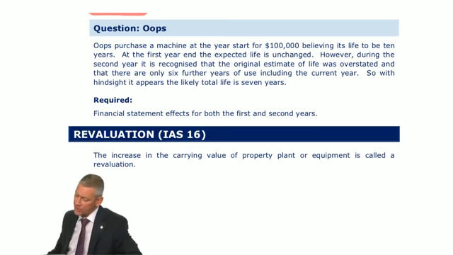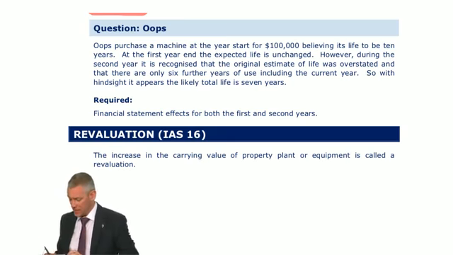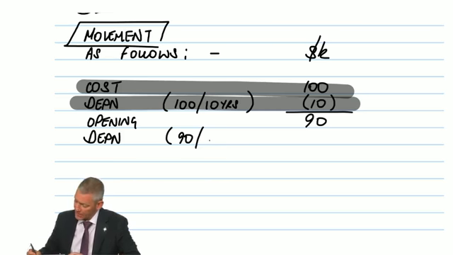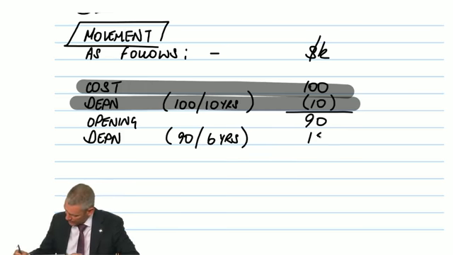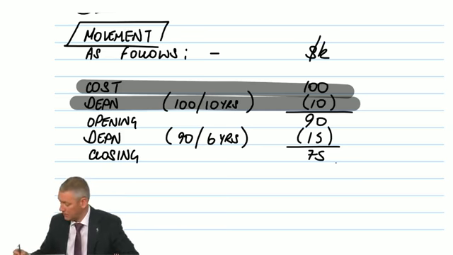However, during the second year, it is recognised that the original estimate of life was overstated and that there are only 6 further years of use, including the current year. So during the second year, we realise there's only 6 years of use left. So we just take the 90, divide by 6 years, and we get 15, and we're left with 75 as the current closing. Like that. And that's it.